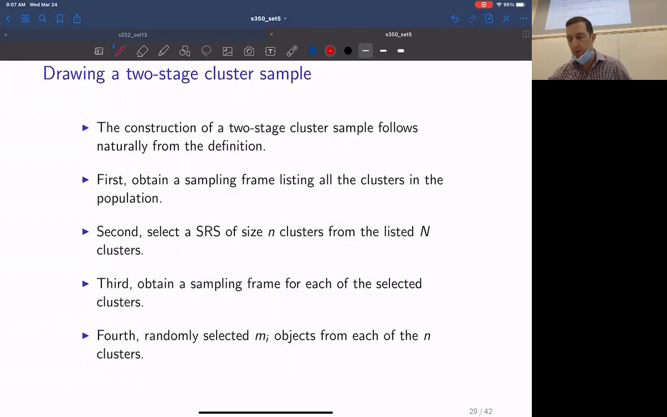Okay, so building a two-stage cluster sample is pretty much going to act as you might expect if you're following the two approaches that we have discussed so far, that being cluster sampling and simple random sampling. So the first thing we have to do is obtain a sampling frame that lists the clusters that would be of interest to us in the population. And then the second thing that we have to do is just simple random sample from within each of those selected clusters.